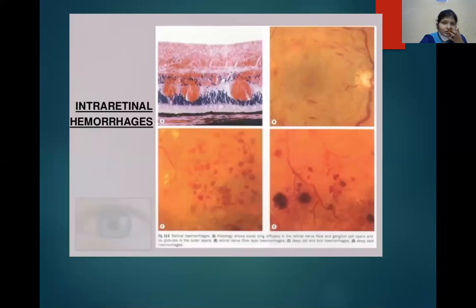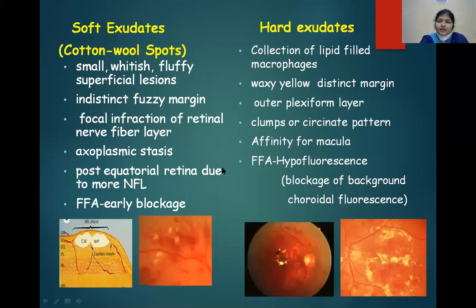So this is also another picture showing hemorrhages. This is a microscopic structure. We can see both deep as well as superficial hemorrhages. So these are superficial hemorrhages and these are deep dot and blot hemorrhages. And the other characteristic findings we see are soft exudates and hard exudates.